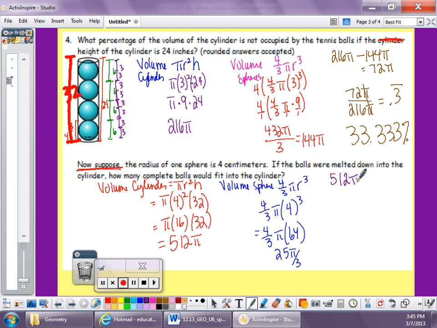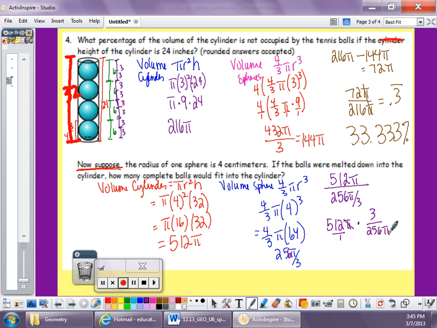Now, to decide how many balls will melt down, I take the total volume that I have and I divide it by the volume of 1. So now I have a fraction divided by a fraction. So how do you divide this? I'm going to take 512 pi times 3 over 256 pi. So really what I'm doing is multiplying two fractions here. I'm going to put that over 1.